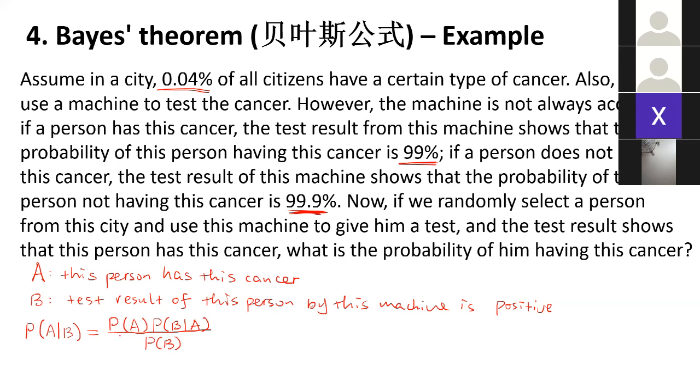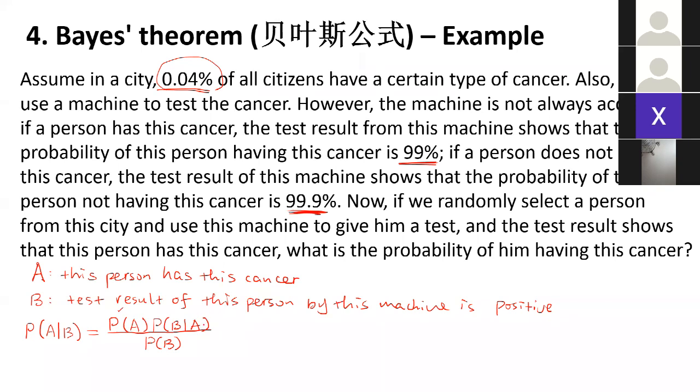First of all, the probability of event A, that this person has this cancer. We have this number, right? This number is 0.04%, because this person is from this city. So in the city, the probability of this person having this cancer is only 0.04%. So the first probability we have. Next one, the probability of B given A.